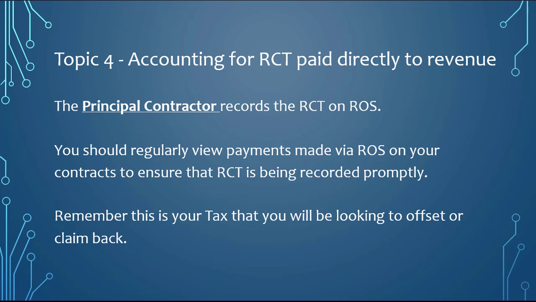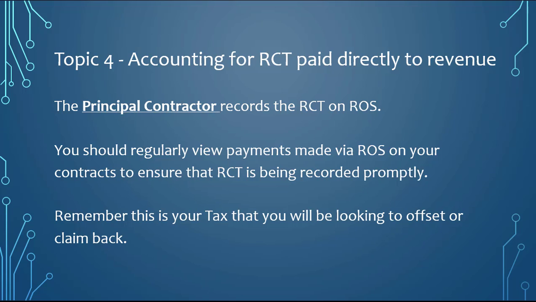Remember, what's really important is that this is your tax and you're going to be looking to claim this back, or you're going to be looking to offset it. Now remember, that won't happen in the tax year that it's paid, it'll only happen after the tax year. So it's yours to claim back, and it's up to you to make sure as you go along that everything is being accounted for. Okay, now because you have looked at this way of recording the relevant contracts tax that's going to be withheld through Sage, that makes it very simple for you.